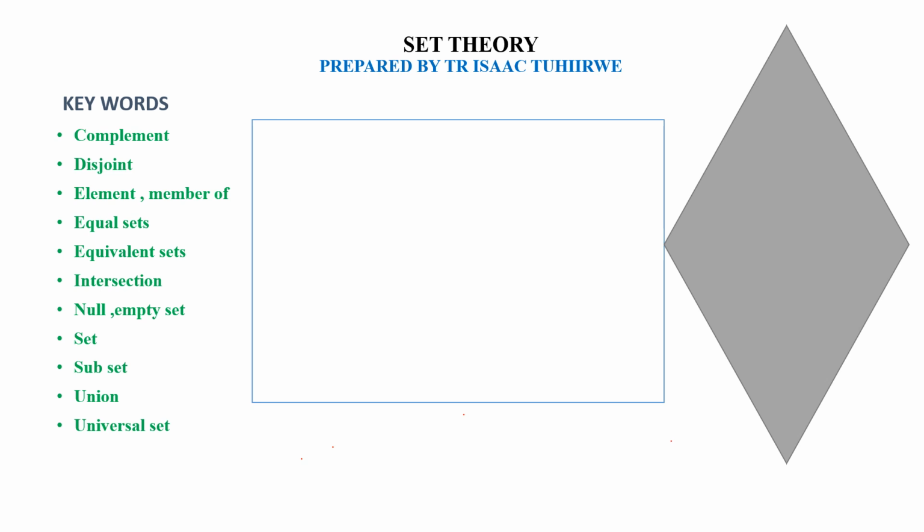Then here universal set is also part. So universal is a set of all considered elements. I may have elements of set A, and also I may have elements of set B, and even some elements which do not belong to any of those 2 sets. So we say that a set combining all those elements is what we call universal set.